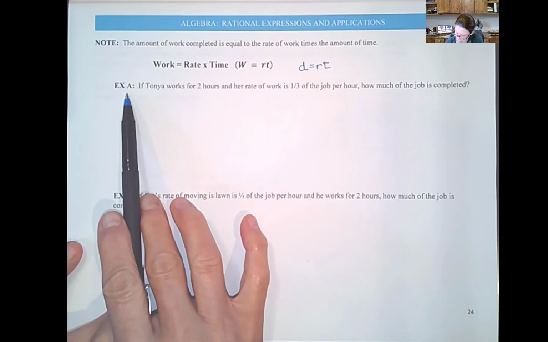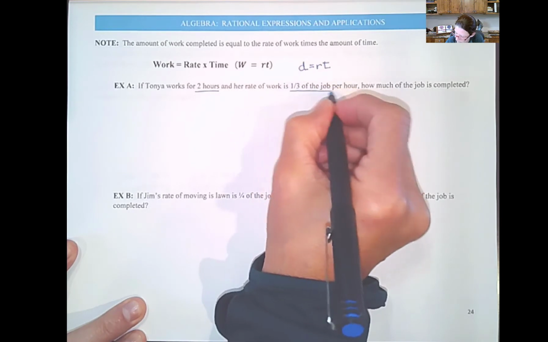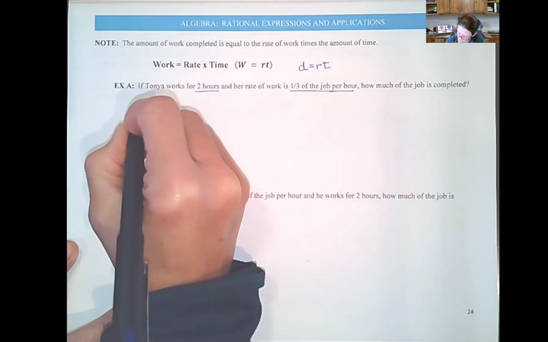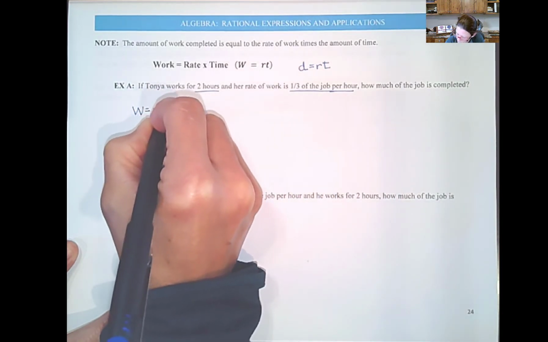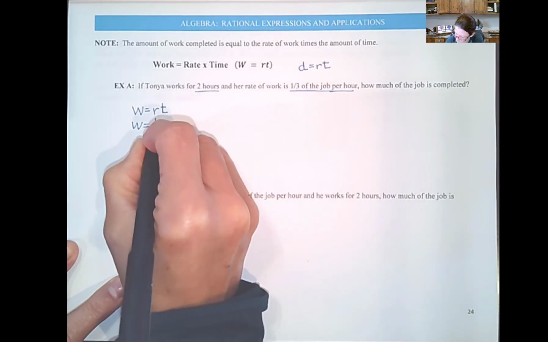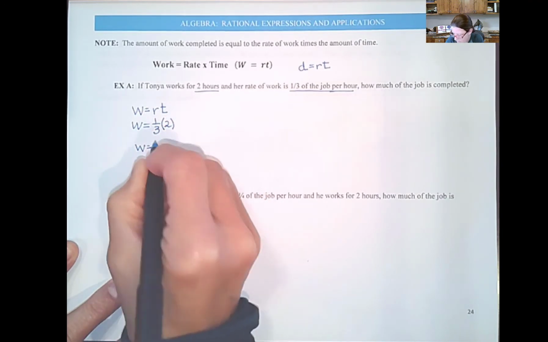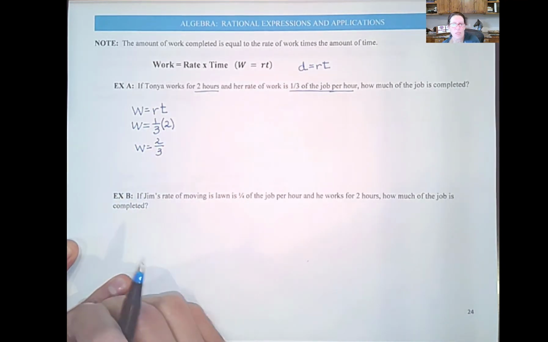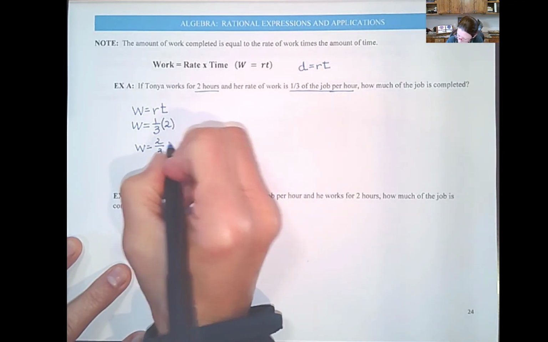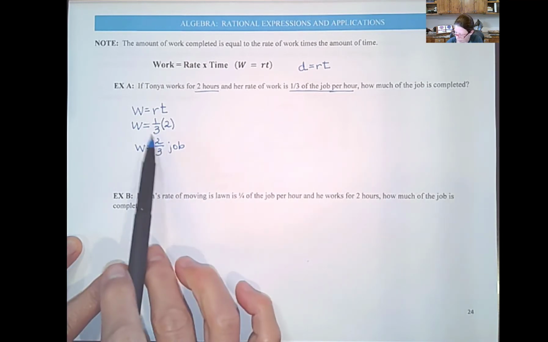Well, let's come back to example A and Tanya, who works for 2 hours, and her rate from our previous note is 1/3 of the job per hour. How much of the job is completed? Well, the amount of work is rate times time. Her rate is 1/3 of the job per hour times 2 hours. In other words, in 2 hours, working at 1/3 of the job per hour, Tanya would complete 2/3 of the entire job. So we're just multiplying rate times time.